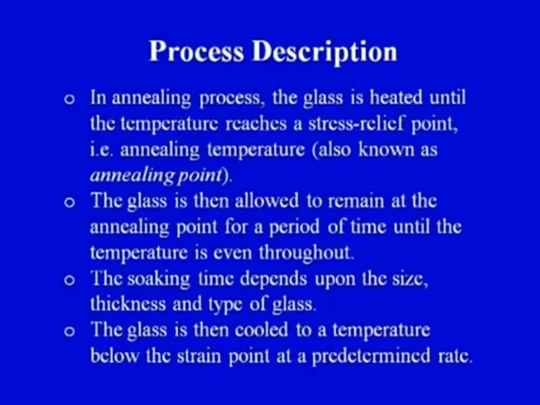So it may depend upon the sectional thickness, the minimum or the maximum sectional thickness, and it will depend on which type of glass we are doing the annealing process. So we have to raise the temperature to a particular point, called the annealing point, though there are other names also for that point. Then we maintain that temperature, and finally the glass is cooled to a temperature below the strain point at a predetermined rate. So this cooling is also predetermined, the rate at which the cooling will take place.